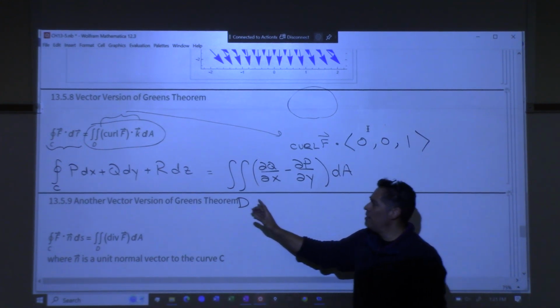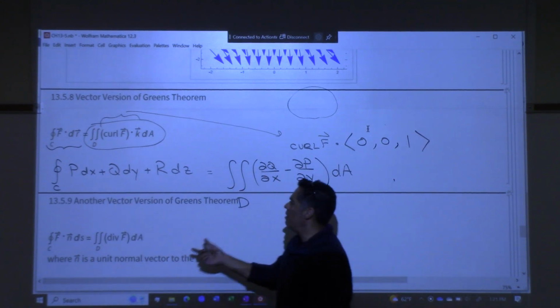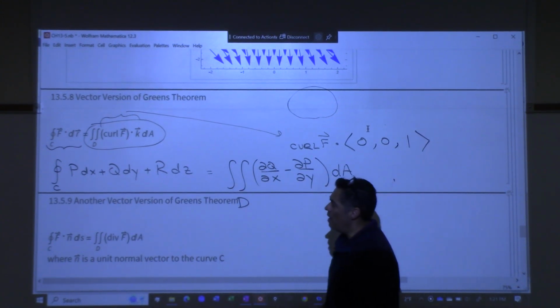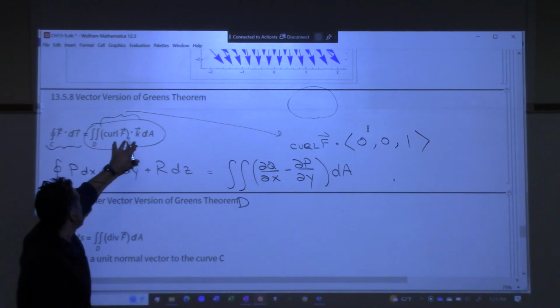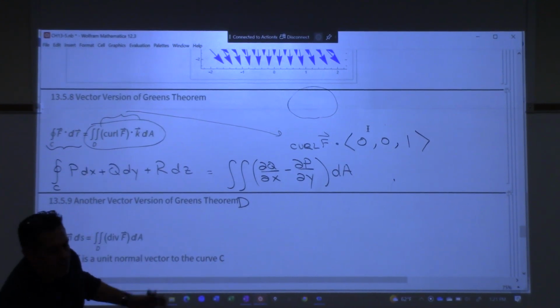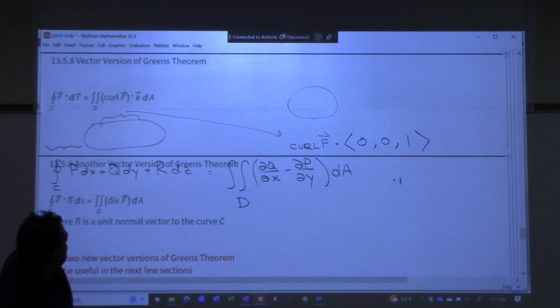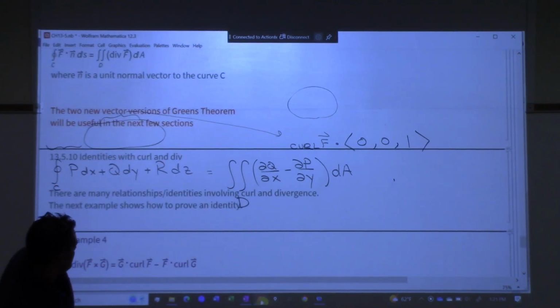Green's theorem said that if you want to do this work integral, all you have to do is this. It's just another version. It's just showing you that this notation can be used to be equivalent to Green's theorem. Not majorly important. We're done.